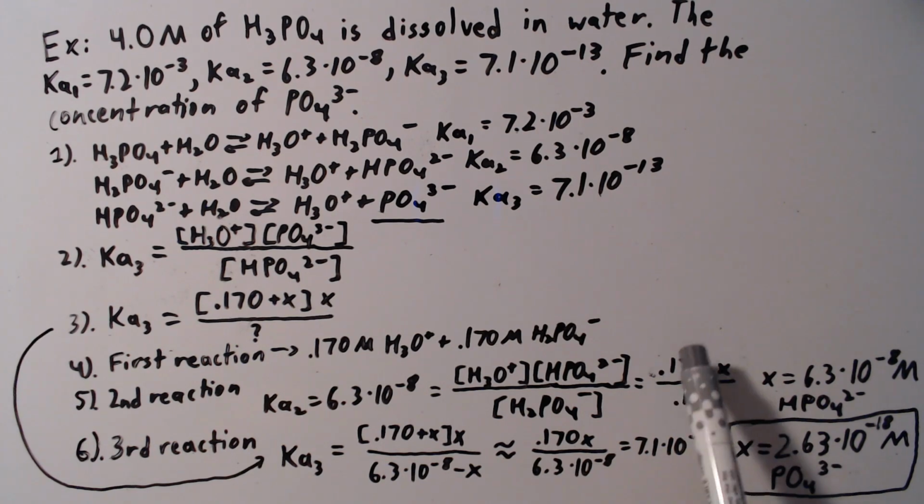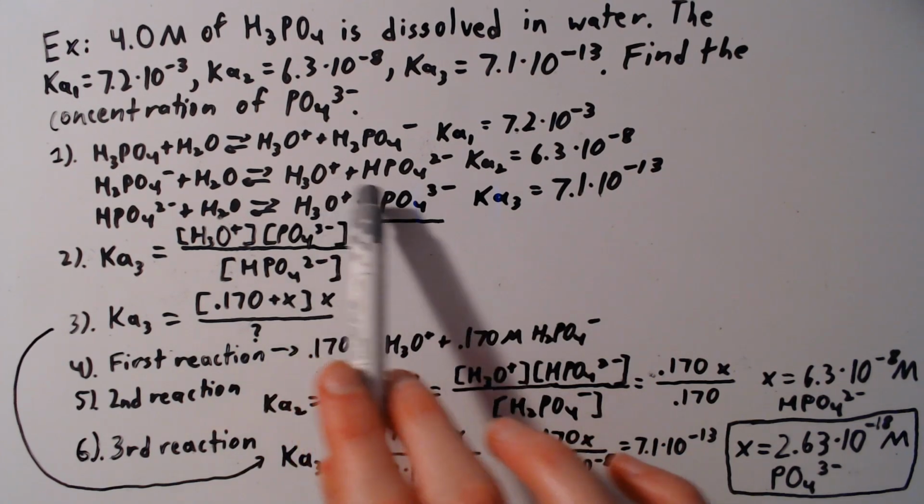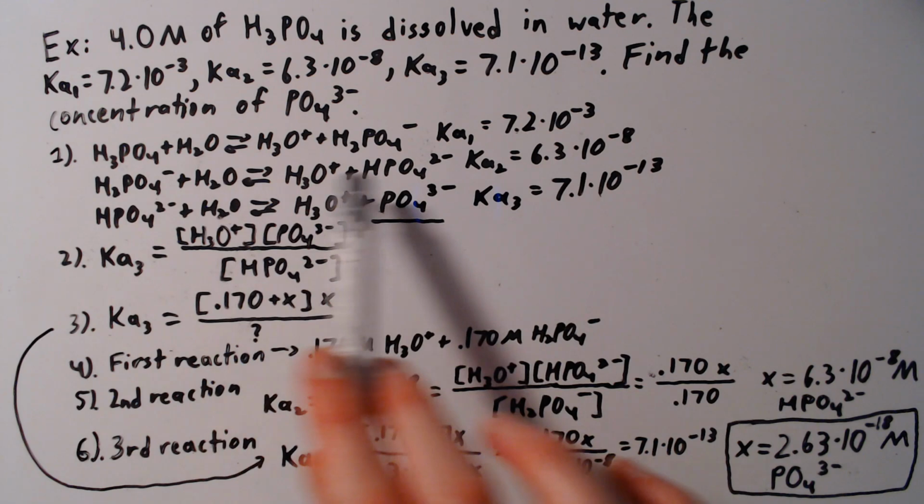And based on this, it becomes rather simple. We just cancel out the 0.170 over 0.170, that equals 1. So X would equal 6.3 times 10 to the negative 8th. So 6.3 times 10 to the negative 8th molar of HPO4^2- is produced by the second reaction.